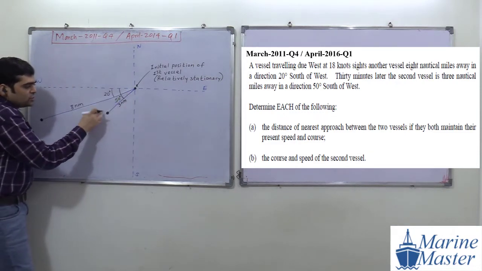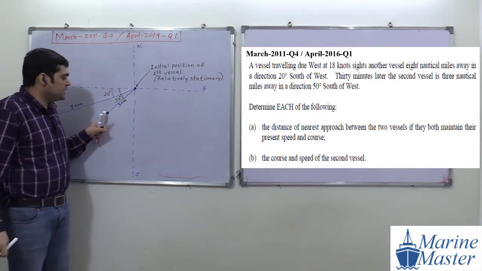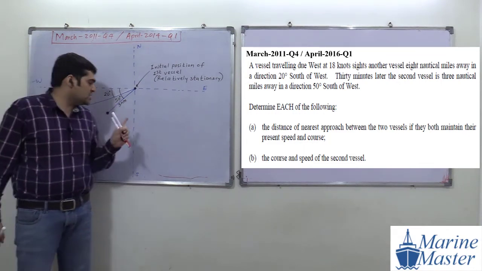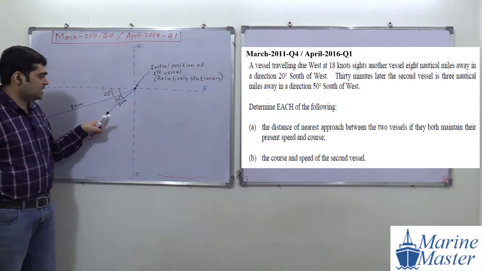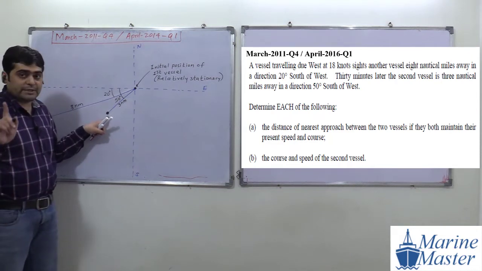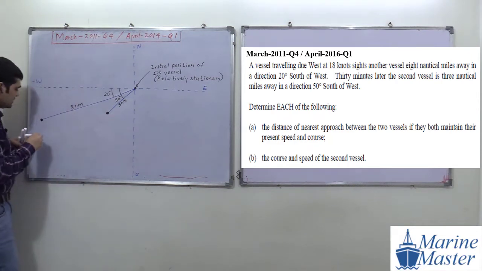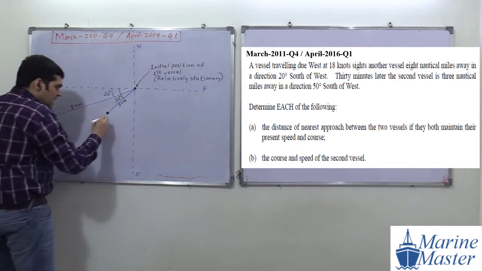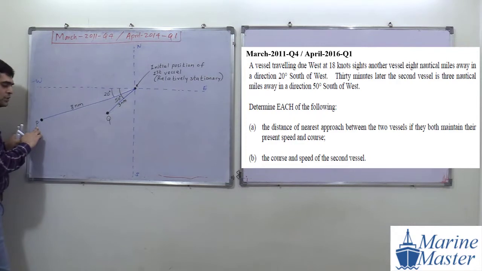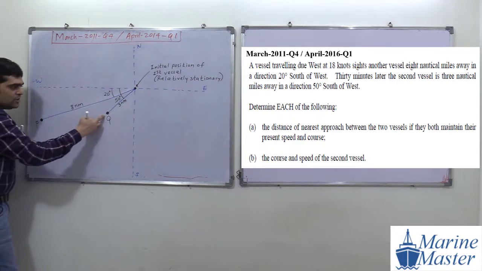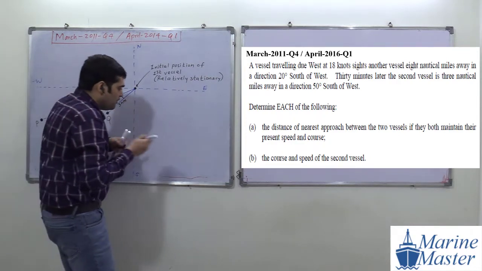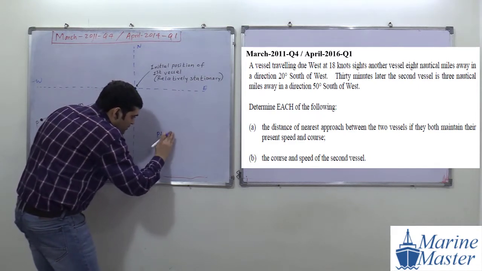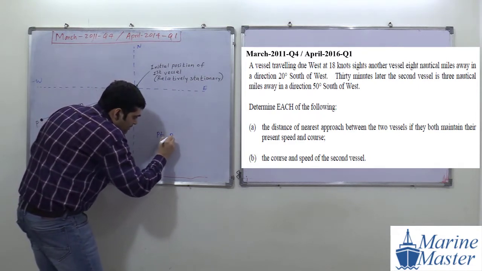And what will this position indicate? The position of the second vessel after 30 minutes. Try to see the point here. So here we will call this position point P and this position point Q. This is position point P, this is position point Q. So what is the meaning of point P, guys? What is the meaning of point Q? Point P, first of all. Point P means what?